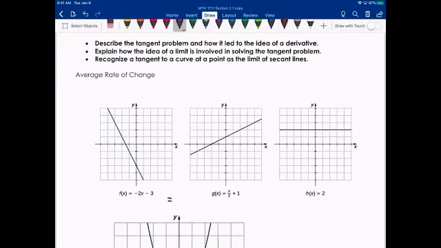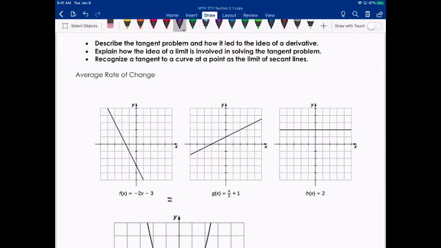Welcome to Calculus. In this first video, we're going to introduce you to calculus by describing a couple of the problems that led us to develop calculus. And one of the big problems that mathematicians had that led us to develop calculus was called the tangent problem.